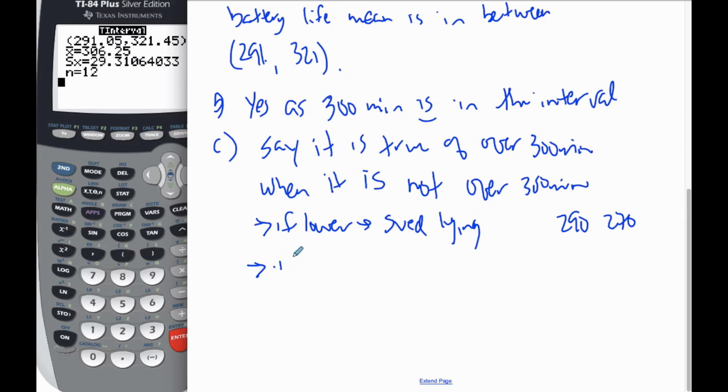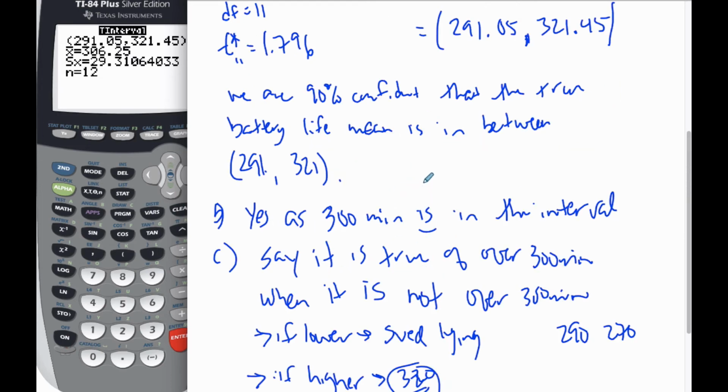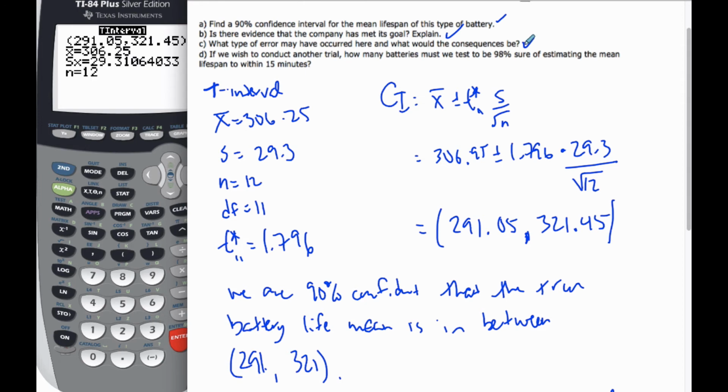If it is higher, it's possible that it's way more than 300. If it's higher, there's consequences to that as well, being that we are advertising it does over 300, but really we could have more advertising saying, oh, it lasts for 320 minutes or whatever we think the true mean is, which will be more bang for the buck, so to speak, in advertising. Also, maybe you could charge more for more minutes of battery life. So there's consequences either way. We hope we get it right in statistics, but we never actually know. So those are the consequences.